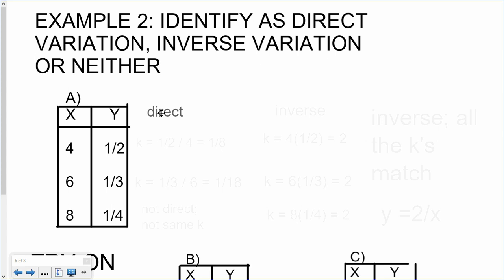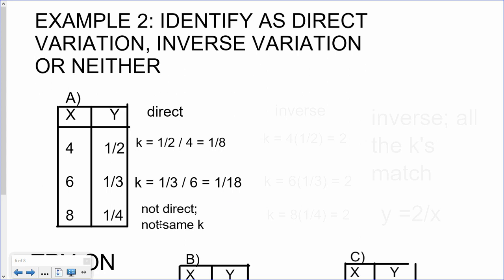So I'm going to test direct first because that's the one we already know. In order to find k for a direct, you would do y divided by x. So for each one, I'm going to do y divided by x. So 1/2 divided by 4 gives me 1/8. Here, I'm going to do 1/3 divided by 6 gives me 1/18. So it's not the same. So I know it's not a direct because I'm not getting the same k.